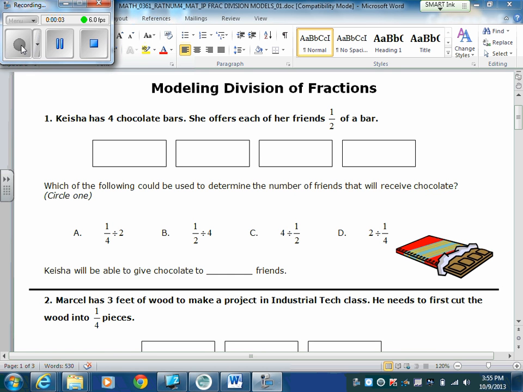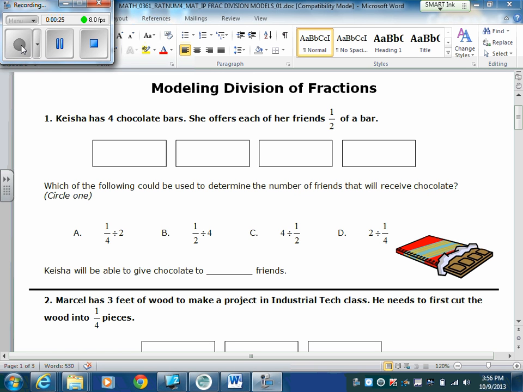Okay, we're looking at dividing fractions. The only thing we're going to go over today is the modeling, or the pictures. That's all we're going to do today. So you should have out your sheet that looks like this. It's got the candy bar on the very first problem. And all you're going to do is follow along with me.